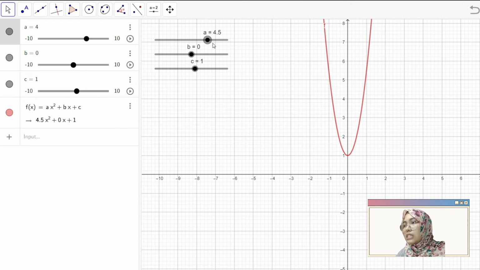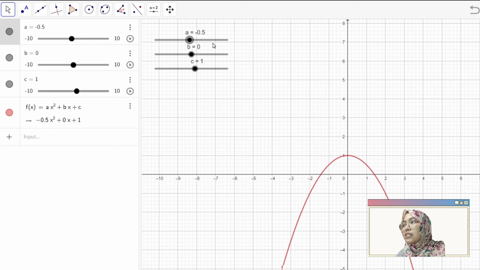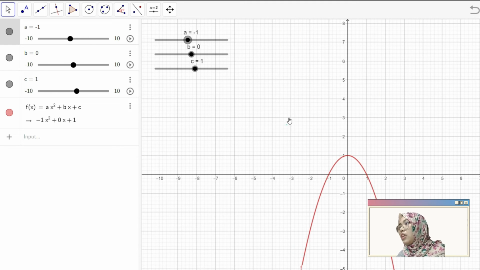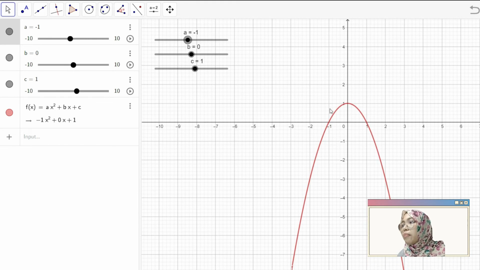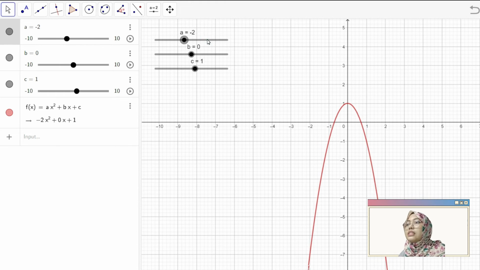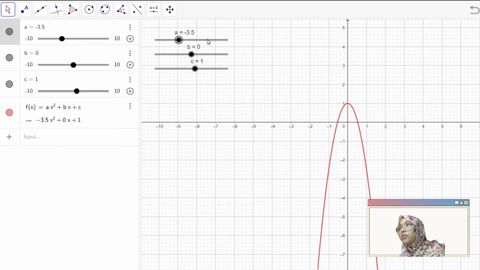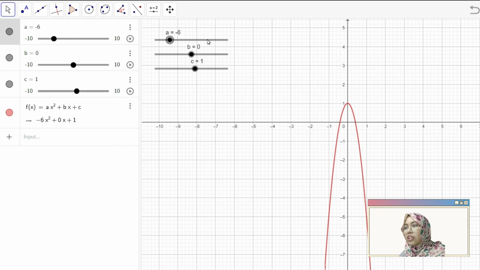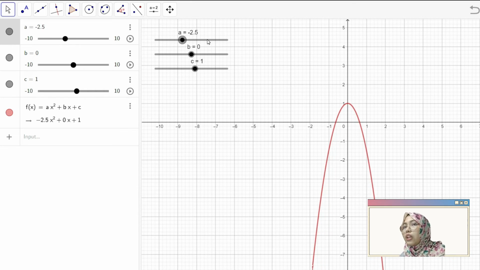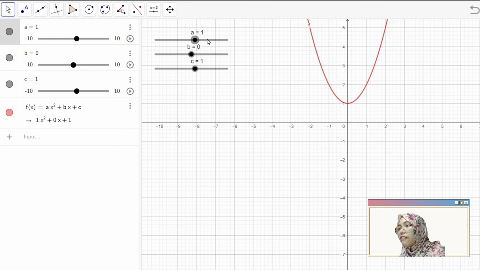And when we decrease the value of a until it becomes less than 0, we can see that the shape of the graph has become like an inverted U. An inverted U-shaped graph has a maximum point here. And what happens if we further decrease the value of a to approach negative infinity? Here we can see that the shape of the graph has become narrower. So here we can conclude that the changes in the value of a will affect the shape and the width of the graph.